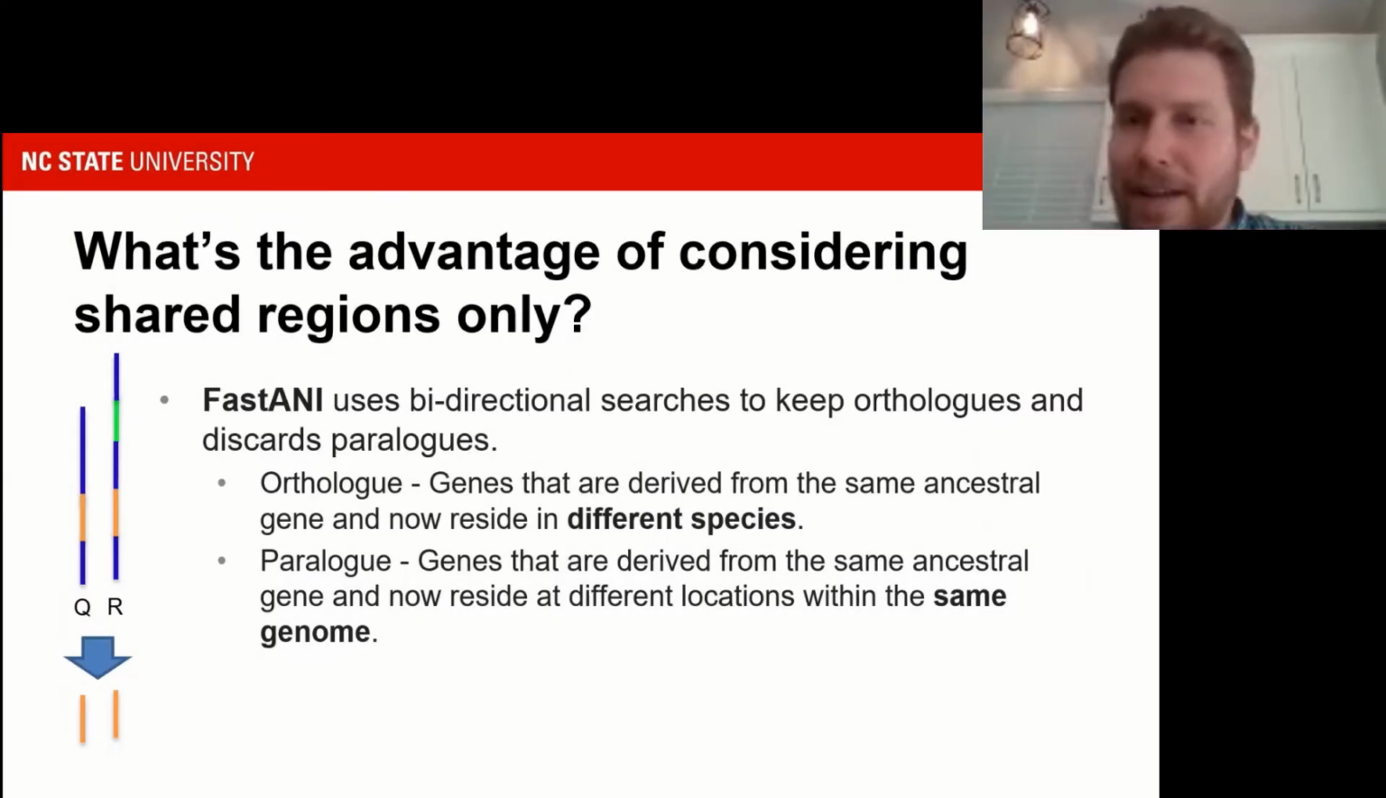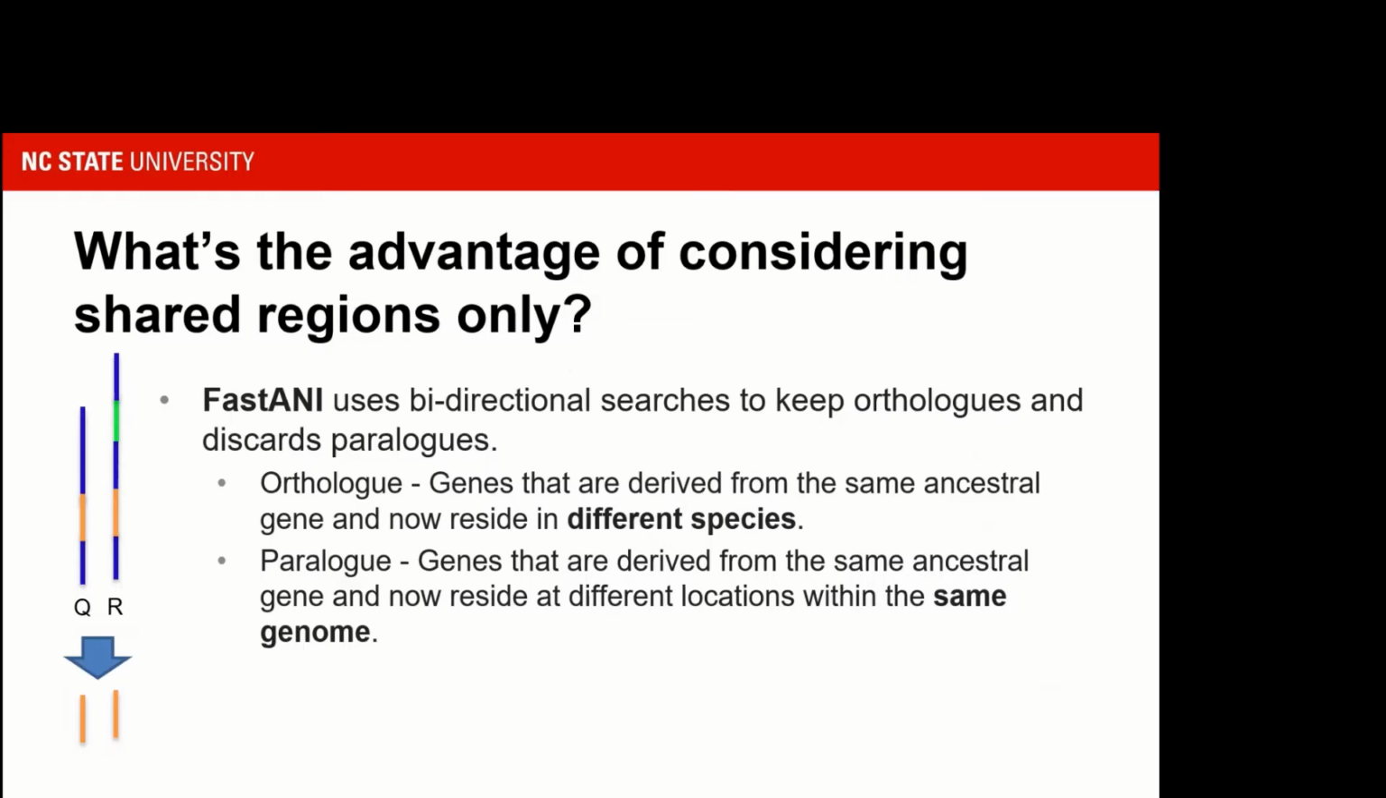So what are the advantages of considering shared regions? When FastANI performs a bidirectional search, regions that are most common are saved. Paralogs, which are homologs on the same genome, do not inflate the FastANI values. Only orthologs, homologs in different species, which are more similar than paralogs, are used for FastANI calculation.